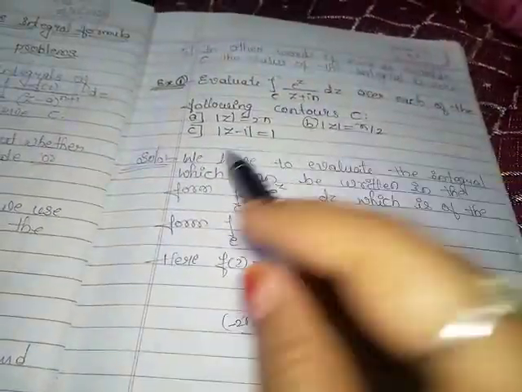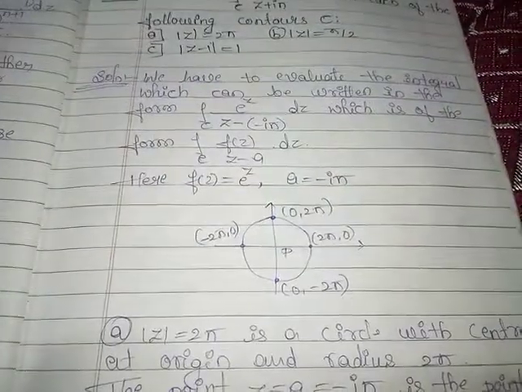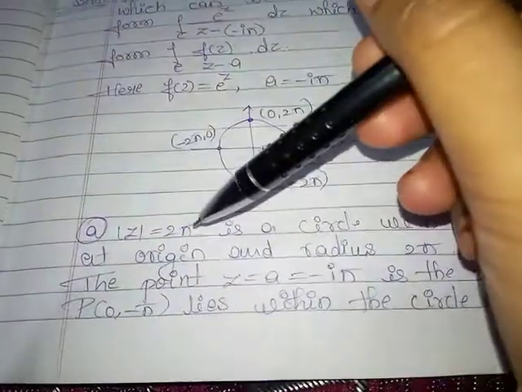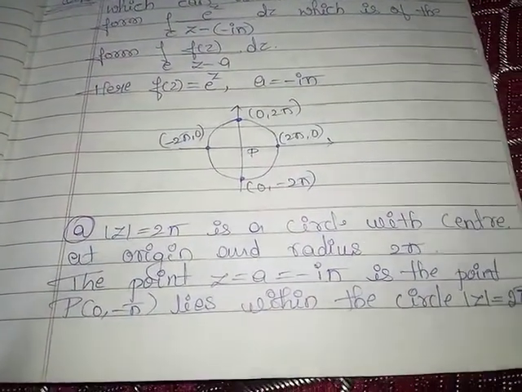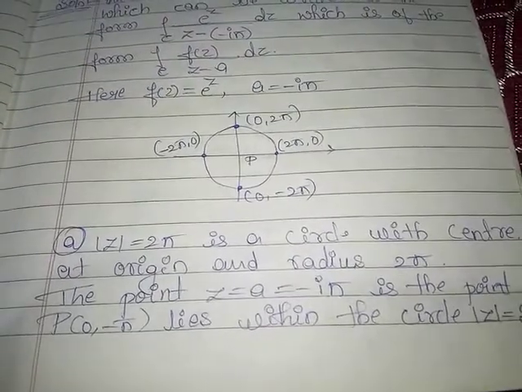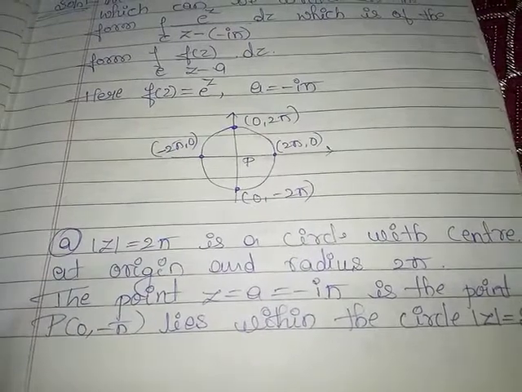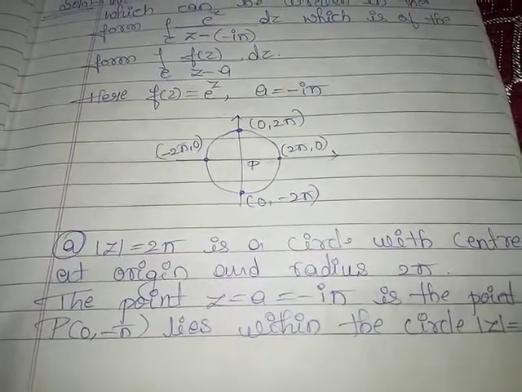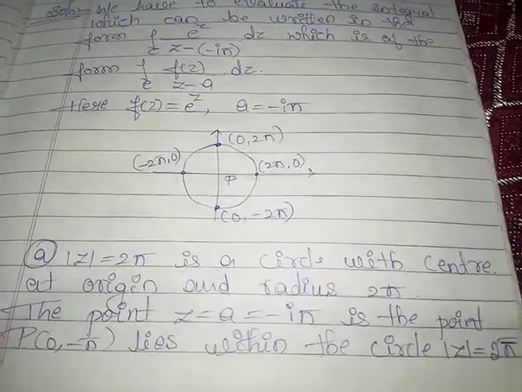This is the figure for the first point, mod z is equal to 2 pi. Let us go to the solution. First one, mod z is equal to 2 pi is a circle with center at origin and radius 2 pi. The point z is equal to a is equal to minus i pi, the point P(0, minus pi), lies within this circle mod z is equal to 2 pi.